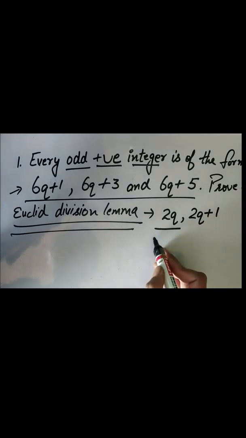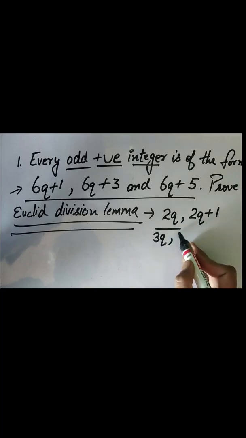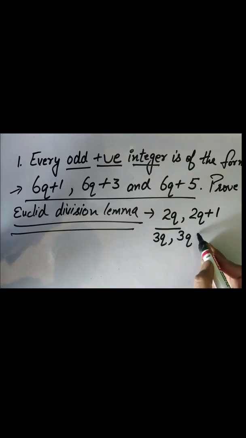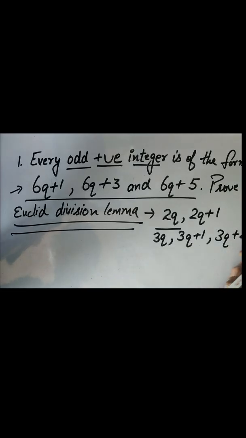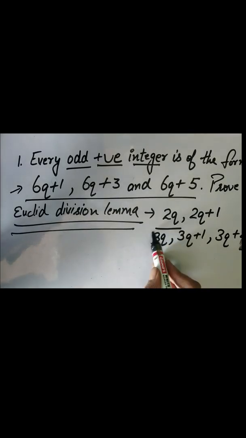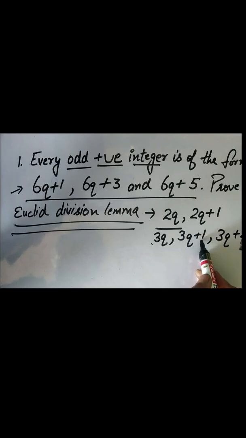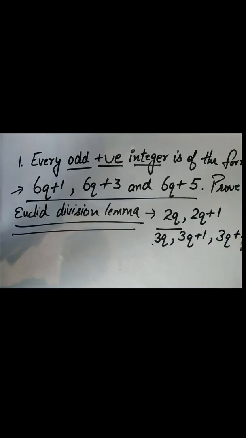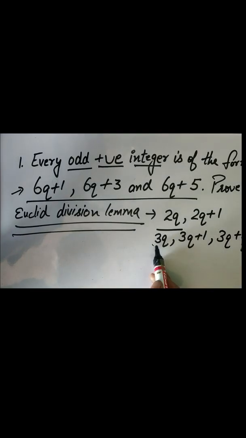Okay. In fact, if we want to write in terms of 3, it can be written as all numbers are of this form. That's it. Because when we divide by 3, either the number will be divisible by 3 or it will leave remainder 1 or it will leave remainder 2. It cannot leave remainder 3, no? Because the divisor is 3.